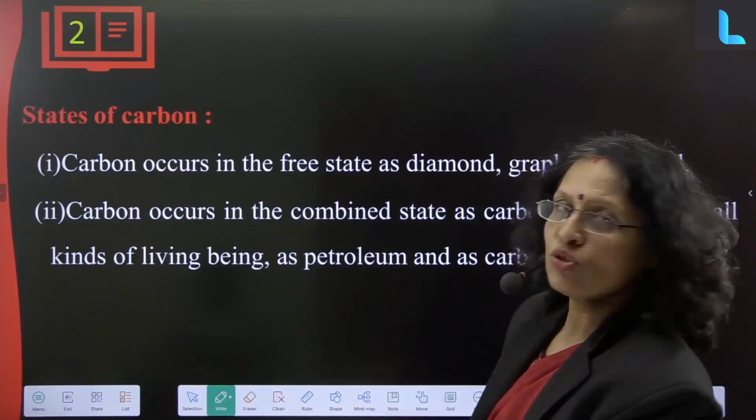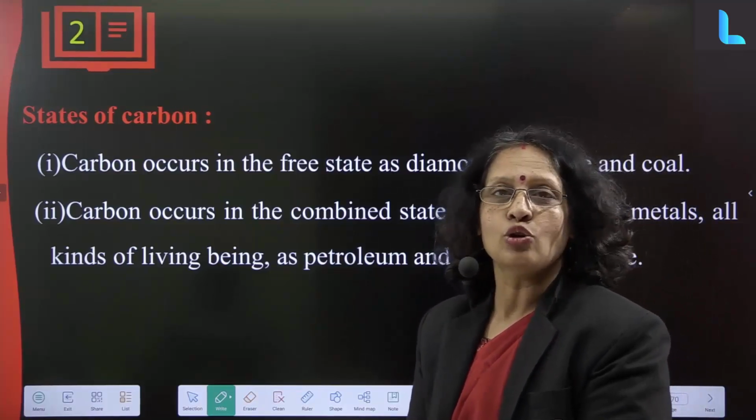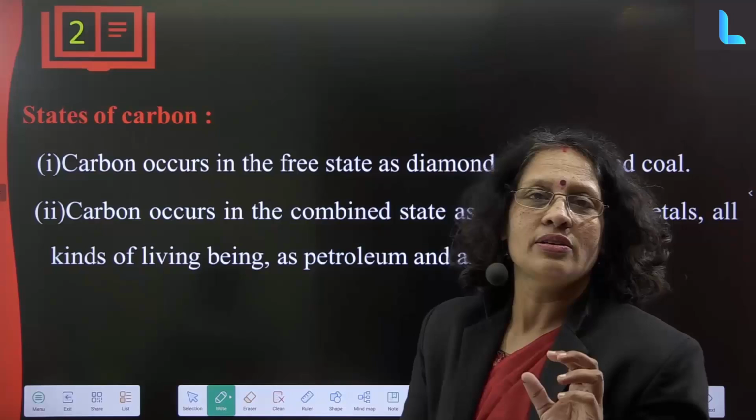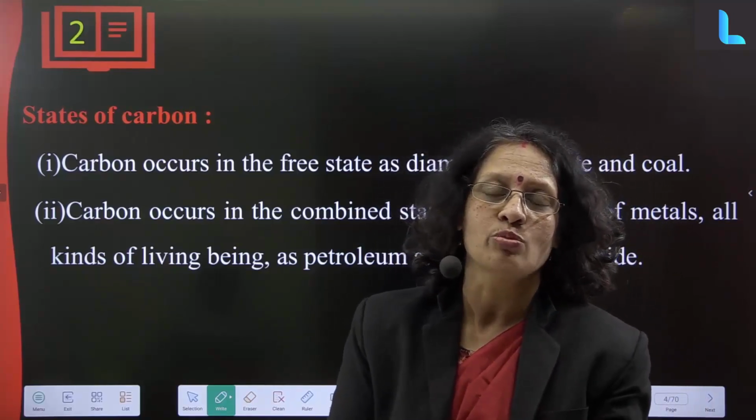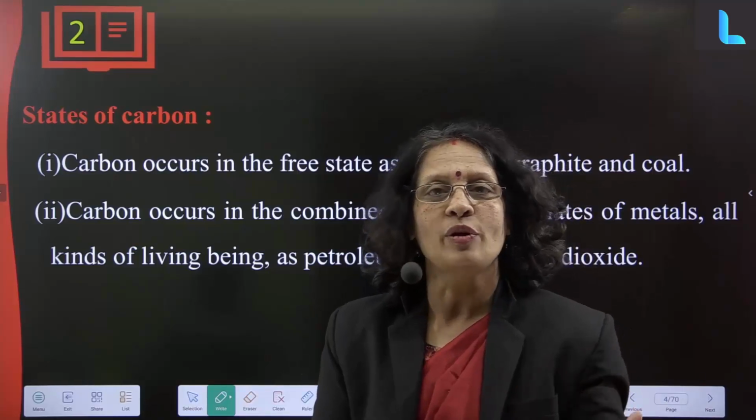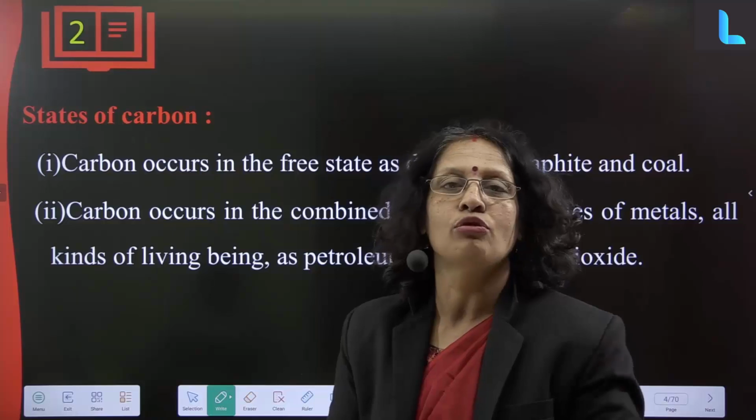Now, what are the states of carbon? Carbon is an element which can exhibit allotropy. Allotropy means the formula will be the same, but the structure, texture, appearance and properties will be different. So carbon can appear in the form of diamond, graphite, and fullerenes.